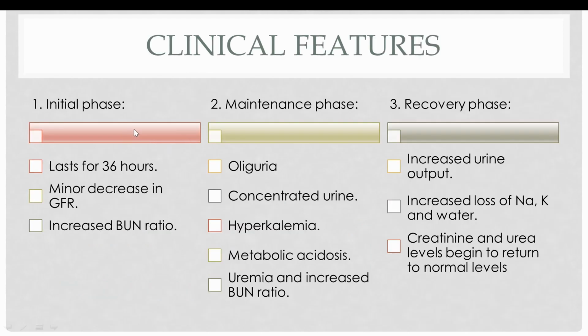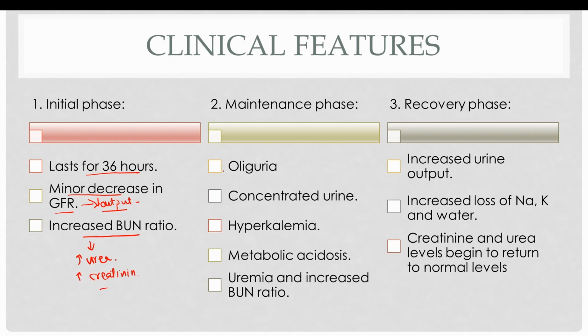The classical cases of acute tubular injury are classified into three phases, which include the initial phase, then the maintenance phase, and finally the recovery phase. The initial phase lasts almost 36 hours since the onset of injury, and it results in a minor decrease in glomerular filtration rate, resulting in decreased urinary output. There is an increased blood urea nitrogen ratio, which means there is increased urea and increased creatinine in the blood.